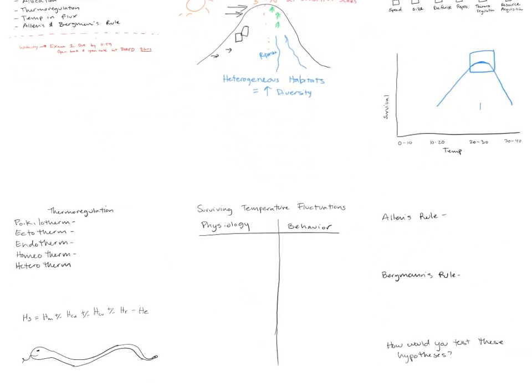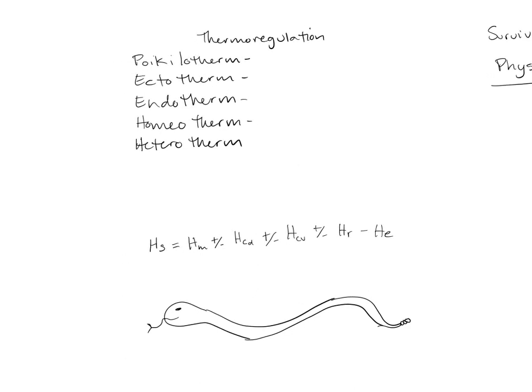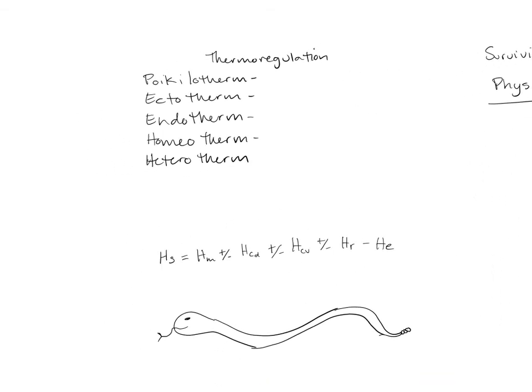All right, so let's see. And then we talked about the different thermal regulation abilities to regulate body temperature. Ectotherm relies on external or environmental inputs for thermal regulation. Endotherm is metabolic or internal regulation of body temperature. Homeotherm means it's a narrow range of temperatures. And heterotherm means it can tolerate a wide range of temperatures.